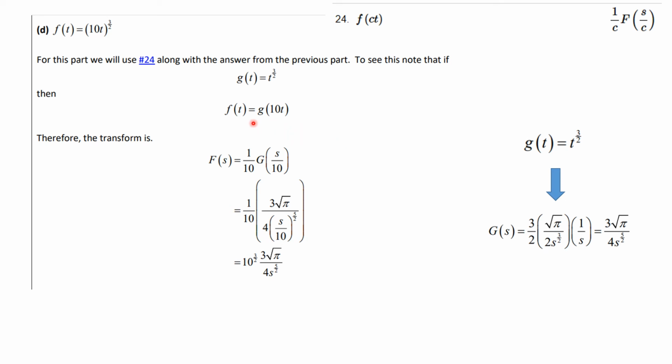So here we have f of t is equal to g of 10t. So you see we're letting c be 10 in that problem. So the transform then is going to be, by this property up here, number 24, that. And then I'm going to use my previous result. I'm just going to substitute s over 10 in for s, and I get this, and I simplify a bit, and I get this. Make sure you understand that simplification, but yes, you will get that.